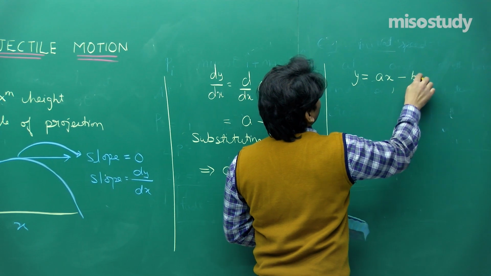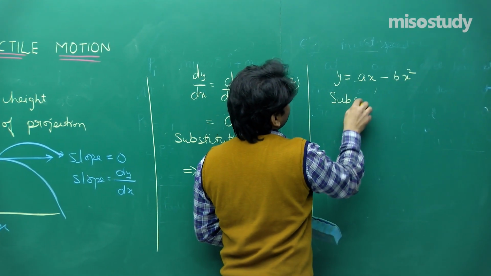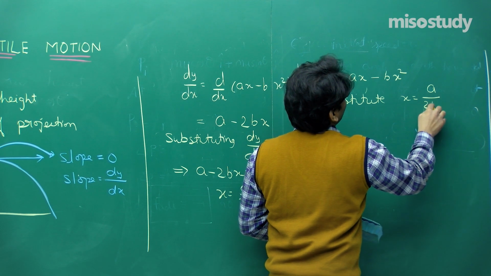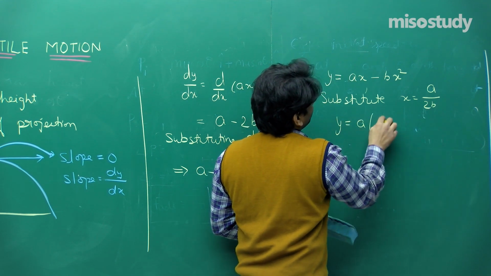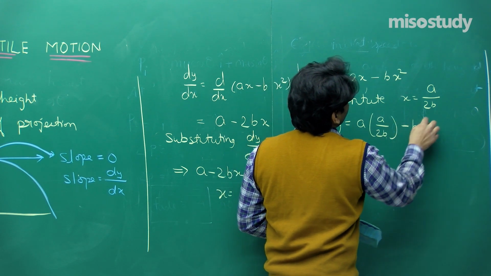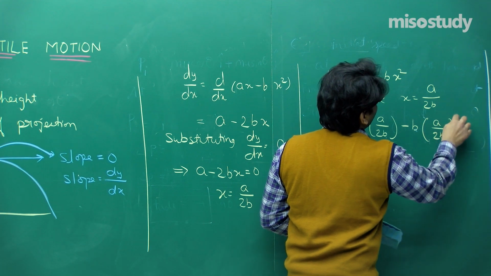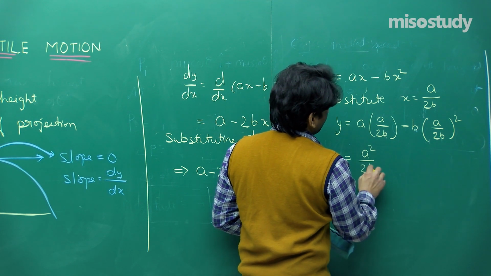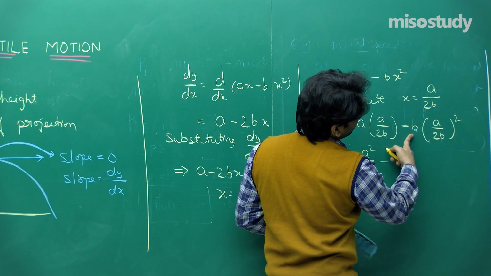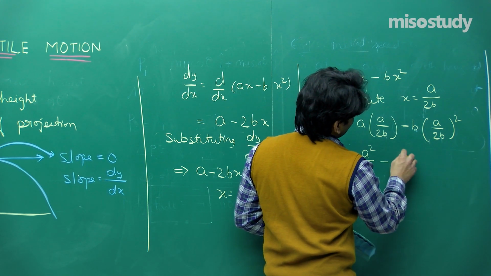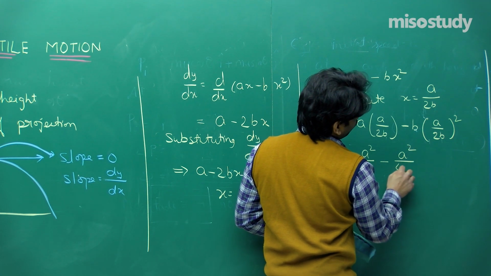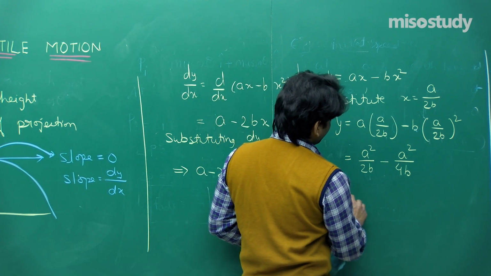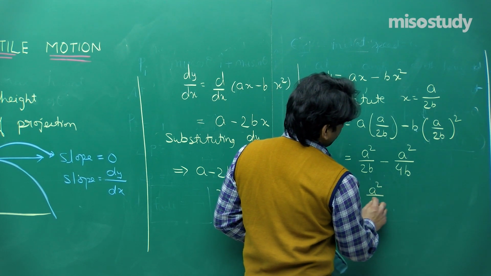That is the basic equation. Substitute x equal to a upon 2b, that we have just evaluated. We will be obtaining y is equal to a into a upon 2b minus b into a upon 2b whole square. Substitute it, you will get the answer. This will be equal to a square upon 2b minus, here one b will be cancelled out, you will be left with a square upon 4b. So we obtain a square upon 2b minus a square upon 4b. The final answer will be a square upon 4b.